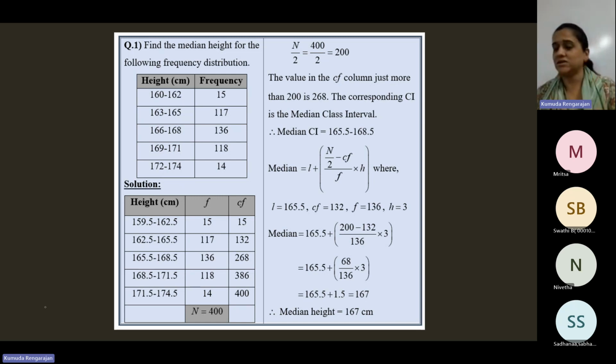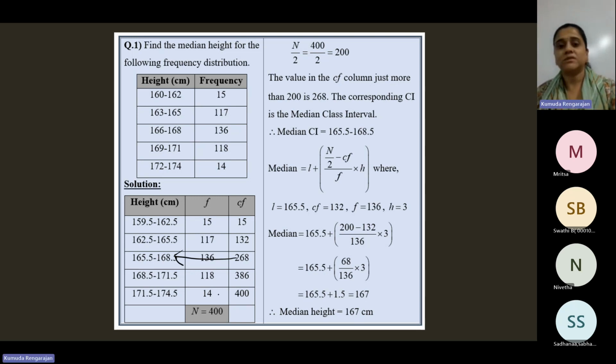Median class or median class interval. So how do we identify that? Total of the frequency column, 400 by 2, 200. Take the cumulative frequency column. Find that cumulative frequency which is just more than 200, and that is 268. The corresponding class interval is the median class interval.